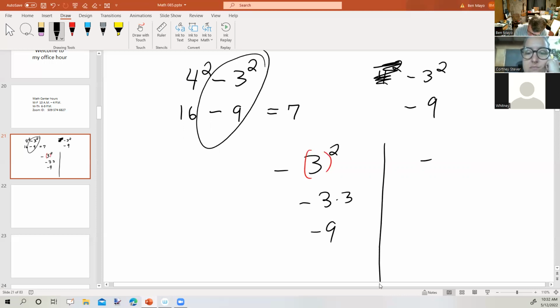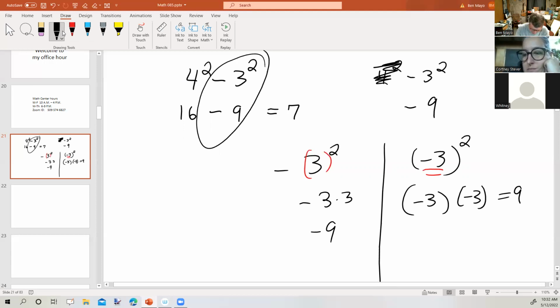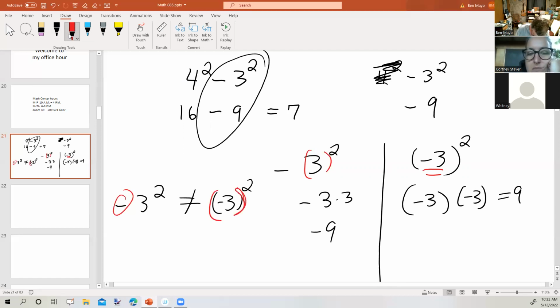Now, that differs from the following expression. Here, the base is all of the negative and the 3. So this would be negative 3 times negative 3, which is positive 9. So this is not equal to that. If we want the negative sign to be included as part of the base, it has to be inside the parentheses to which it's raised to a power.